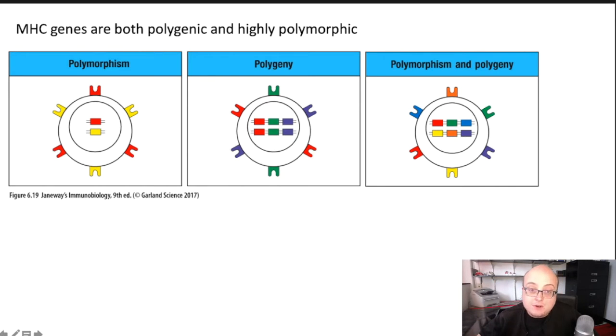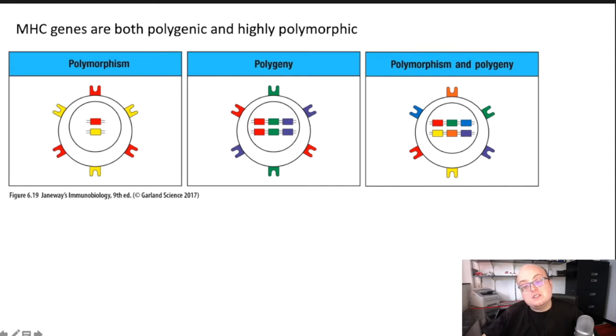You can see this here. In this example, though, we have polygeny, but not polymorphism. Here we have 3 genes encoding MHC, but this cell is homozygous for each of the 3 genes. So in total, we're going to make 3 different versions of MHC class 1 on the surface of this cell. Well, if you combine these ideas, polymorphism and polygeny, you could have different alleles on each of the 3 different genes. And so in this case, we can make up to 6 different versions of MHC class 1 on the surface of this cell.